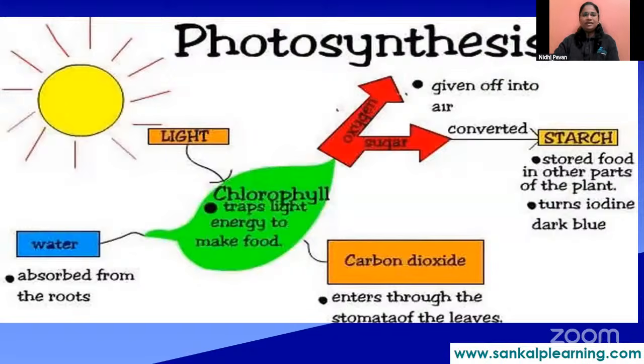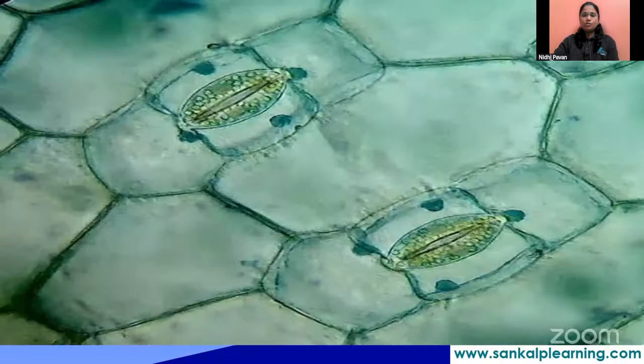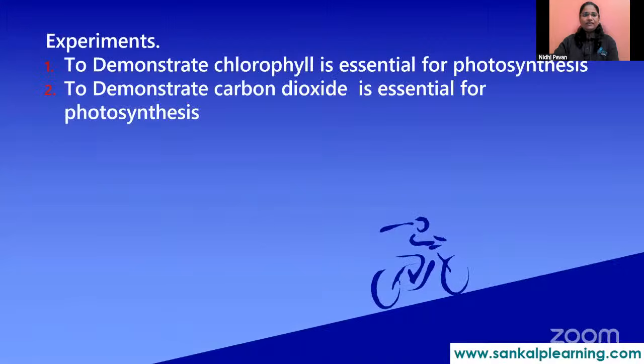Okay, then we have stomata. So what are these stomata? These are tiny pores which are present on the leaves, okay? Meant for exchange of gases, meant for transpiration.